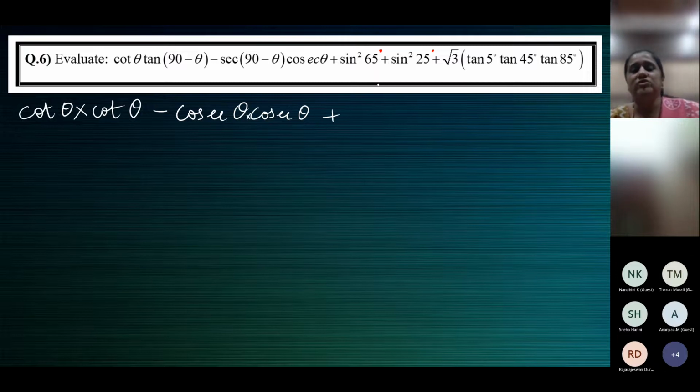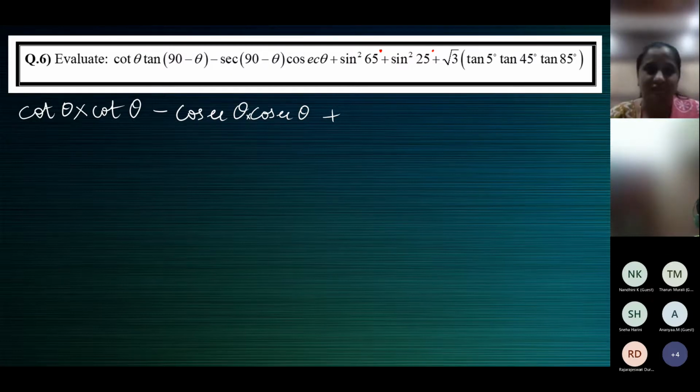Now here we have to use a trigonometric identity. So sine square 65, can you see that sine square 65? Realize that 65 is not a standard angle. You cannot get its value from the table. If it was sine square 45 degrees, you can get the value from the table. It's sine square 65, we don't know the value.